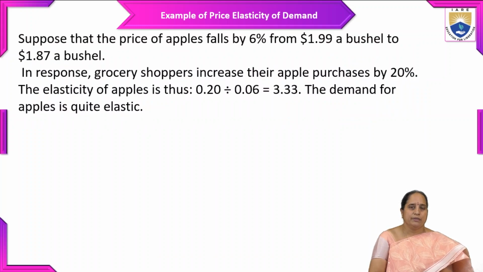Suppose that the price of apples falls by 6%, from $1.99 a bushel to $1.87 a bushel. In response, grocery shoppers increase their apple purchases by 20%. The elasticity of apples then becomes 3.33. The demand for apples is quite elastic.